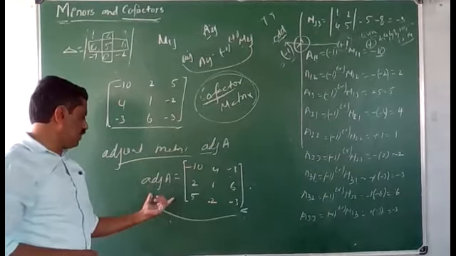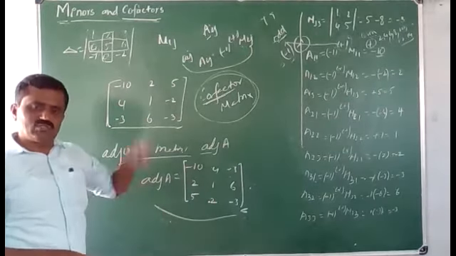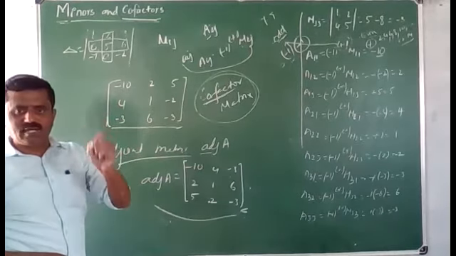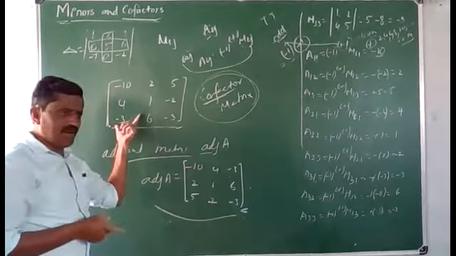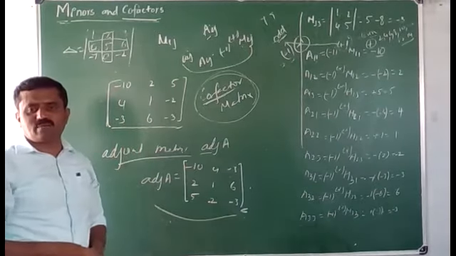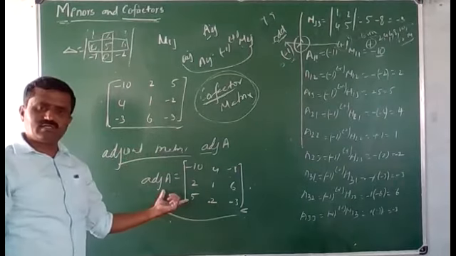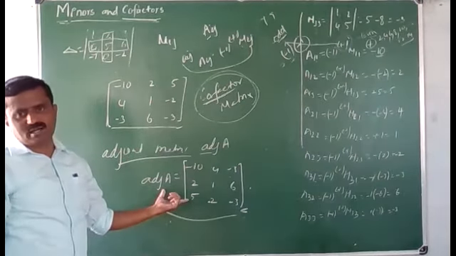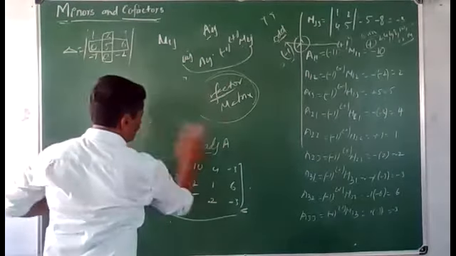We have some properties of the adjoint matrix. We'll see that in the next class. So remember how to find a minor, how to find a cofactor, how to find a cofactor matrix, and how to find an adjoint matrix. The cofactor matrix transposed gives you the adjoint matrix. Okay, finished, right? So again, I'll give a simple example.